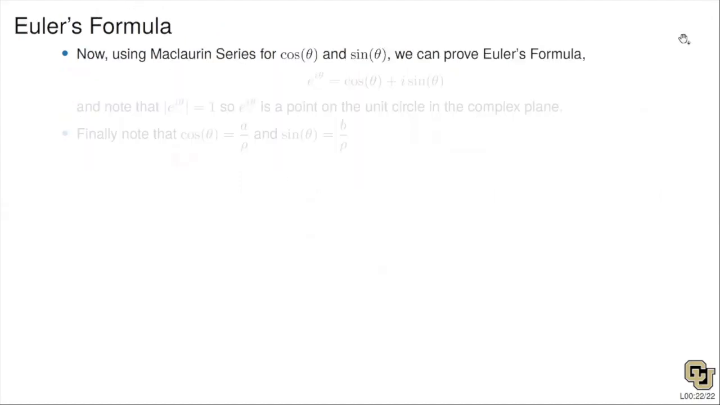So we're at the very last slide here. If you think this is totally random, it seems like it, but I promise we'll use all of this stuff during the semester. Okay, so very last slide here. Using a Maclaurin series, we can prove Euler's formula, which says e to the i theta is equal to cosine theta plus i sine theta.